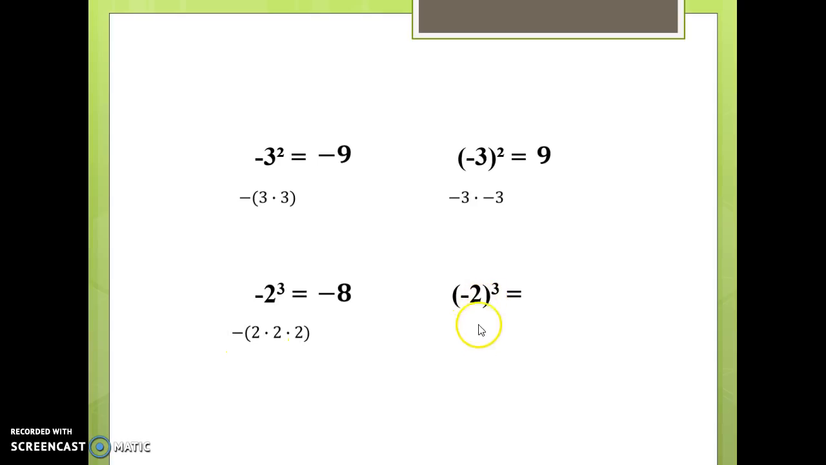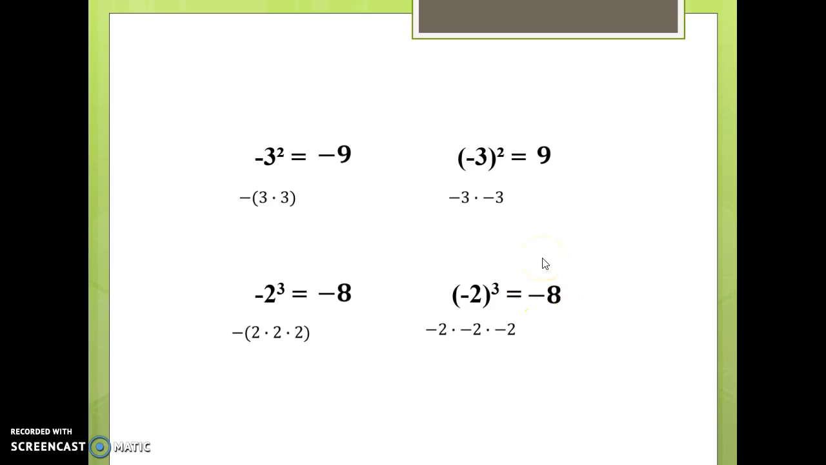In this case, we have negative 2 being raised to the third power, which means negative 2 times negative 2 times negative 2. Now, negative 2 times negative 2 would give us positive 4, but positive 4 times negative 2 would give us negative 8. Notice, in this case, it does not matter how it's written. In both cases, we end up with a negative 8.